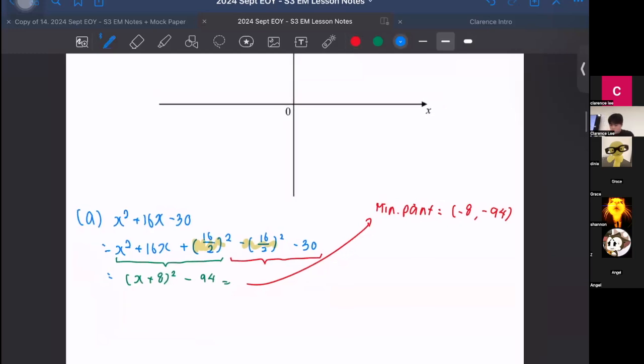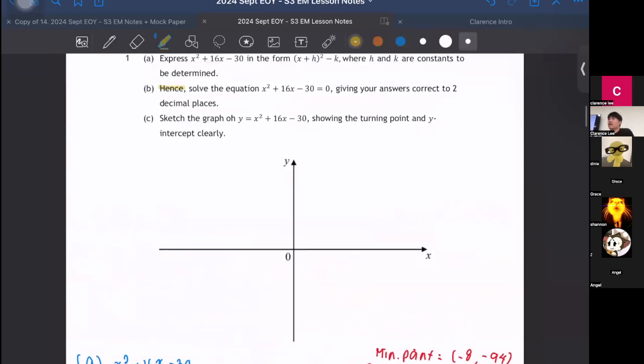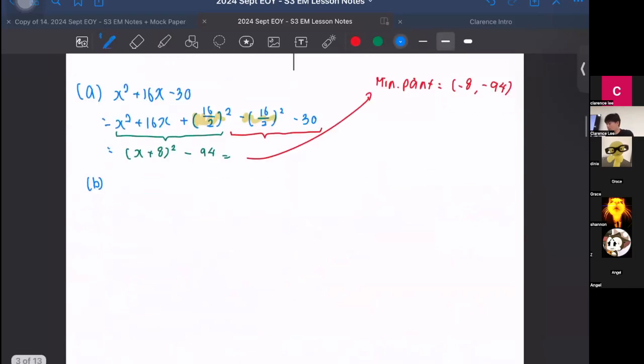Part B asks you to solve the equation, giving your answer correct to 2 decimal places. Usually when you see correct to 2 decimal places, which method must you use? Quadratic formula. But now this question has a keyword in front called "hence". So if you use the quadratic formula, no. You must use your previous part, which is complete the square, which you have already done here.